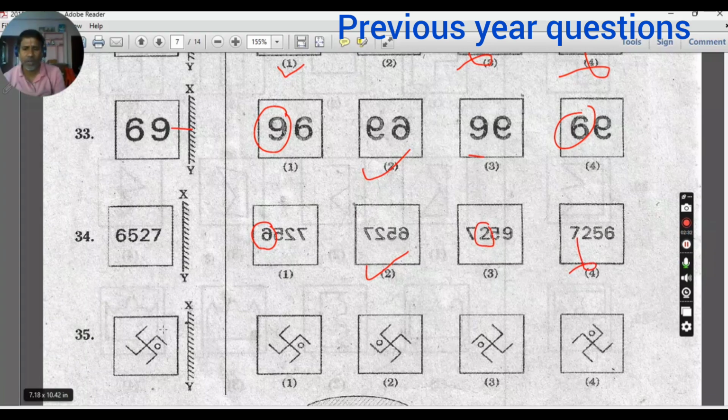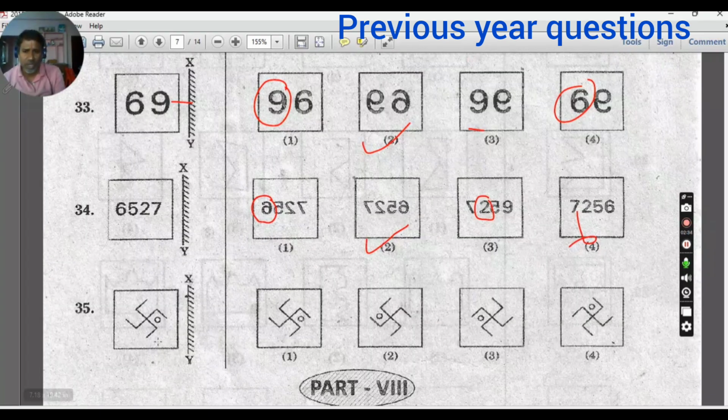Next, 35. When you see here, you have some x-like symbol. Nearest to the mirror, nearest part, you have a circle. So here in the nearest part you don't have a circle. This is wrong. Here you have a circle. Okay, fine. Here you have a circle. Okay, fine.